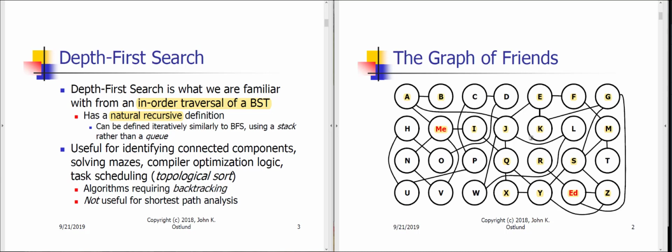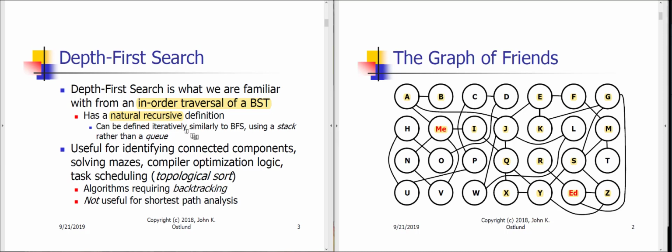Eventually, this depth-first search algorithm will visit every node in the connected component that includes me, but it's doing downward depth-first searches rather than outward breadth-first searches in order to accomplish this.